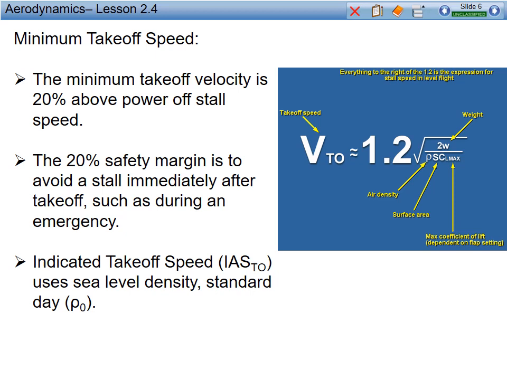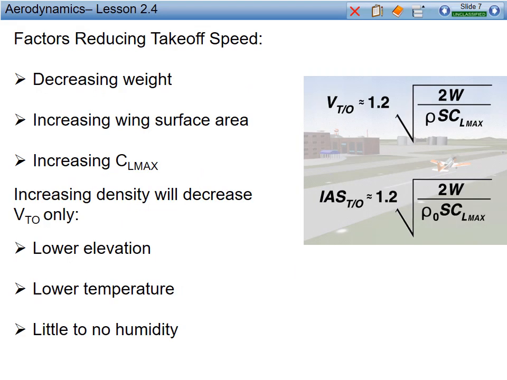As indicated stall speed is not changed with an increase in altitude, indicated takeoff speed will also not be affected by changes in density due to altitude, temperature, or humidity. Factors reducing takeoff speed: decreasing weight, increasing wing surface area, and increasing CL max will all decrease the velocity and indicated airspeed required for takeoff. Increasing density will only decrease the velocity for takeoff. Things that will affect that density are lower elevation, lower temperature, and little to no humidity.